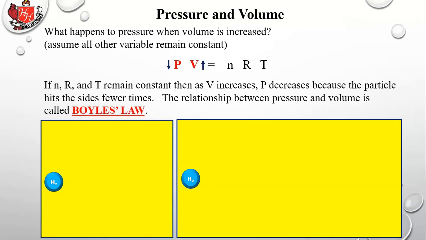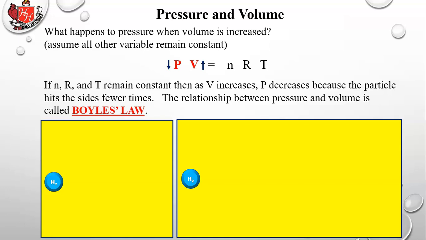Okay, so what happens to pressure when volume is increased? And assume all other variables remain constant. So the N, R, and T are going to stay the same. Well, if you were to double volume, then the pressure would have to be cut in half. Otherwise, N, R, and T would not stay the same. They're constant, so they have to stay the same.